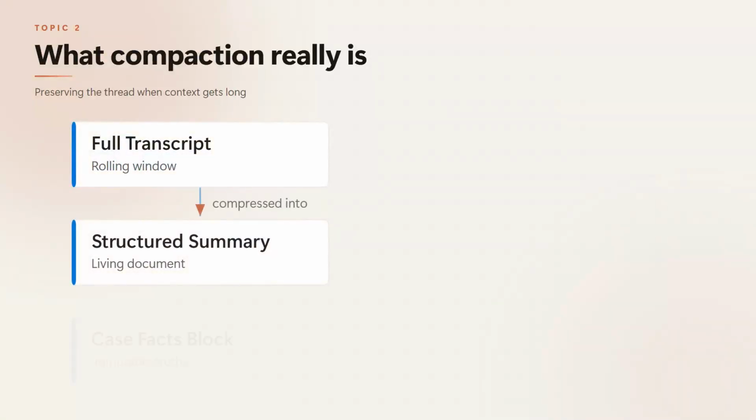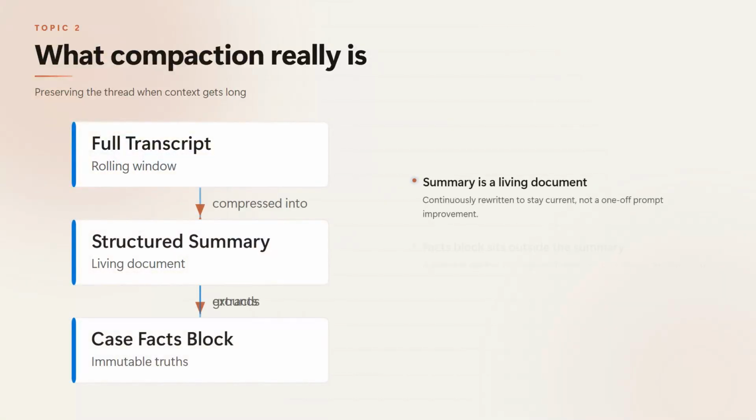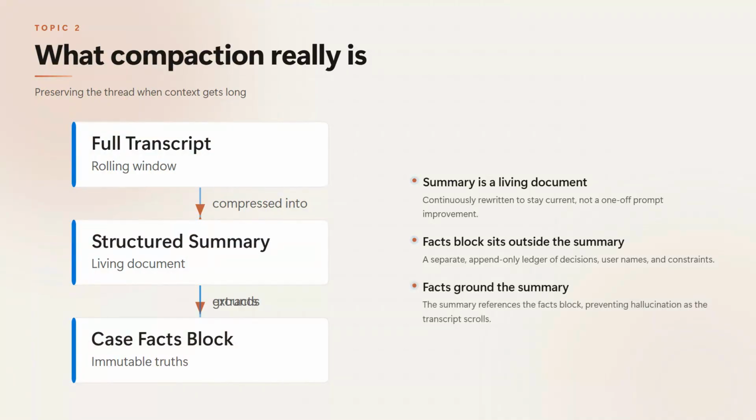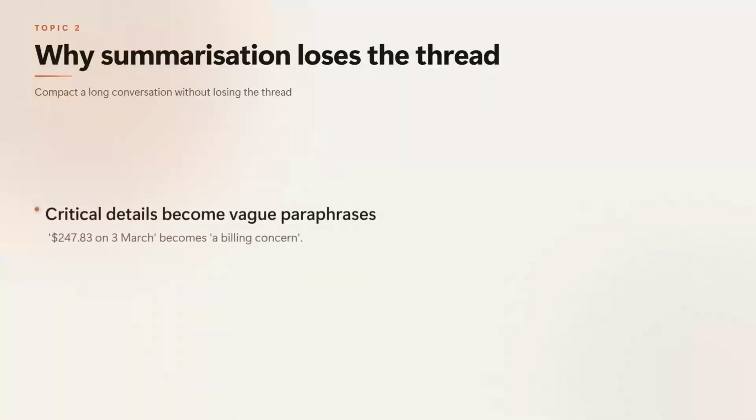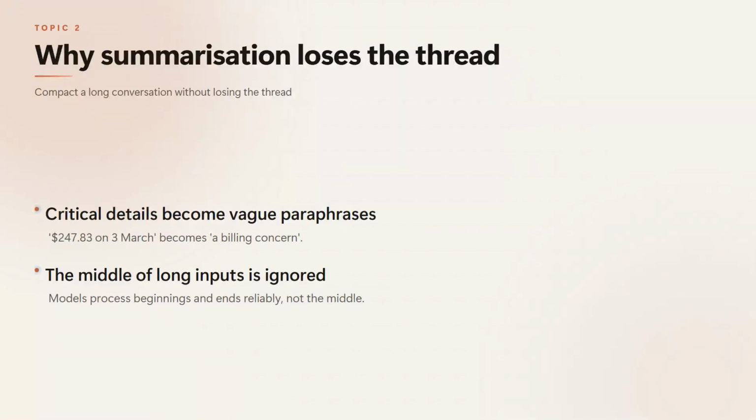Compaction is not about writing a better summarization instruction. It is about creating a case facts block, a separate layer of exact values that lives outside the summarized history. This block carries amounts, dates, IDs, and promises verbatim. The distinction people get wrong is thinking they can fix the problem by telling the model to be more careful. That keeps the facts inside the summary, where they still get distorted. Without compaction, a long conversation gets summarized and critical details become vague paraphrases.